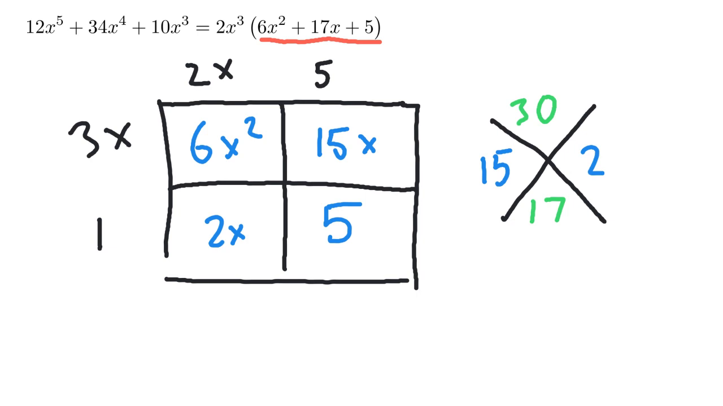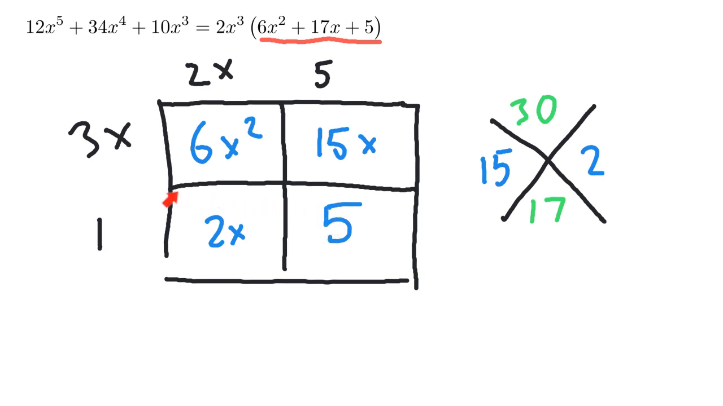Now that I've got the GCFs, let's double check just to make sure it all works out. Let's check by multiplying the edges together. 3x times 2x is 6x squared. Yep, that works for the first box. 3x times 5 is 15x. That works for the second box. 1 times 2x is 2x. That works for the bottom row, left side. And 1 times 5 is 5. That works for this box. So everything looks like it works out.